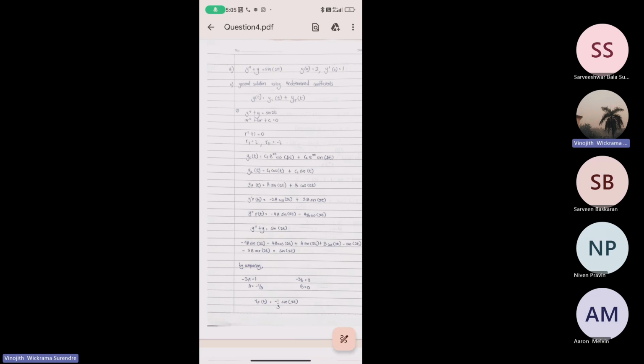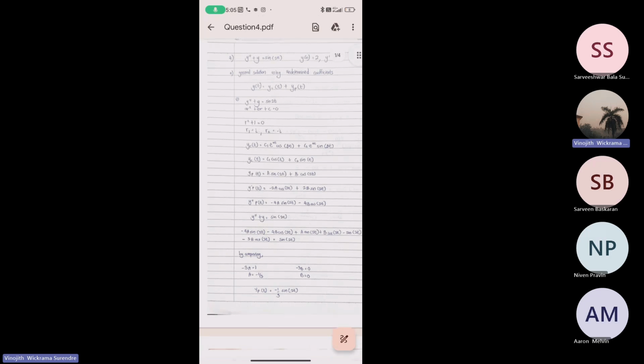Once you do that, you calculate everything, solve, and then you'll get your final equation, which is negative 3a sin 2t minus 3b cos 2t equals sin 2t. Now you take that equation and compare. Once you compare, you can see that you'll get a equals negative 1 over 3, and b equals 0.